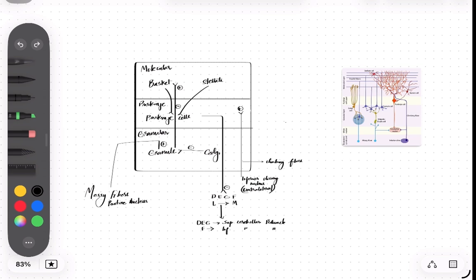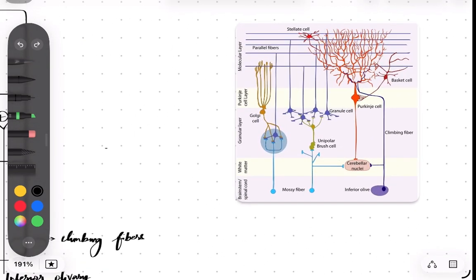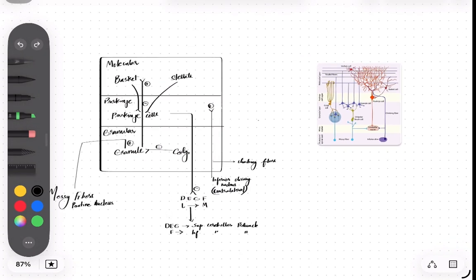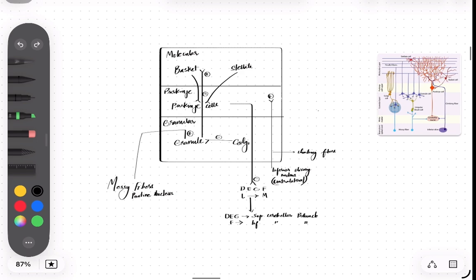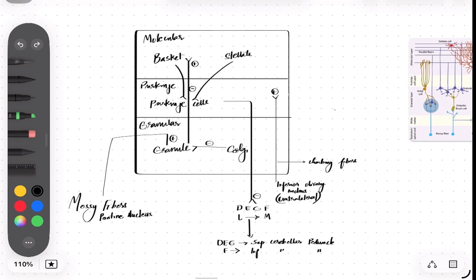So the whole discussion in the cerebellar cortex is around Purkinje cells. This is the diagram, and then I made a spilled spaghetti version of it. So yeah, you have three layers in the cerebellar cortex. You have the molecular layer, which has the basket and stellate cells. You have the Purkinje cell layer, which has the Purkinje cells, and then you have granular layer, which has the granule cells and the Golgi cells.